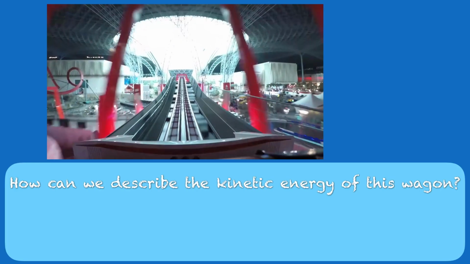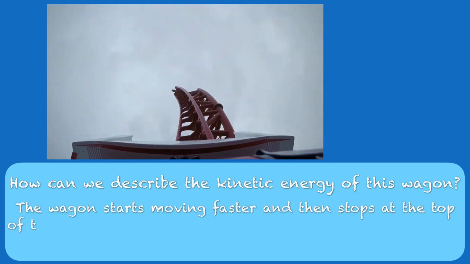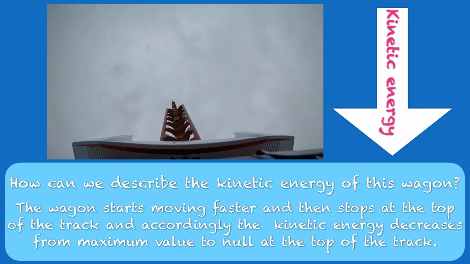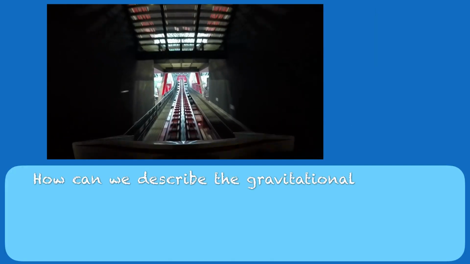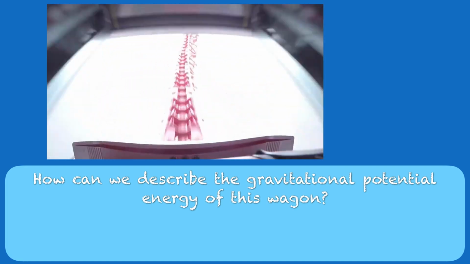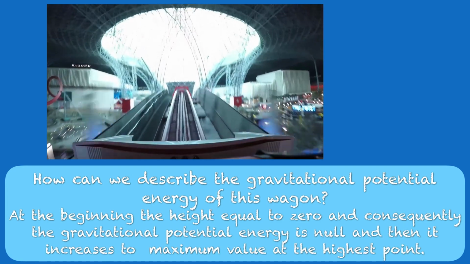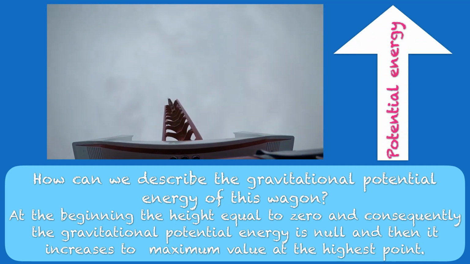Let's describe the kinetic energy of this wagon. The wagon starts moving faster and then stops at the top of the track, and accordingly, the kinetic energy decreases from maximum value to be null at the top of the track. How can we describe the gravitational potential energy of this wagon? At the beginning, the height is zero, and consequently, the gravitational potential energy is null, and then it increases to its maximum value at the highest point.